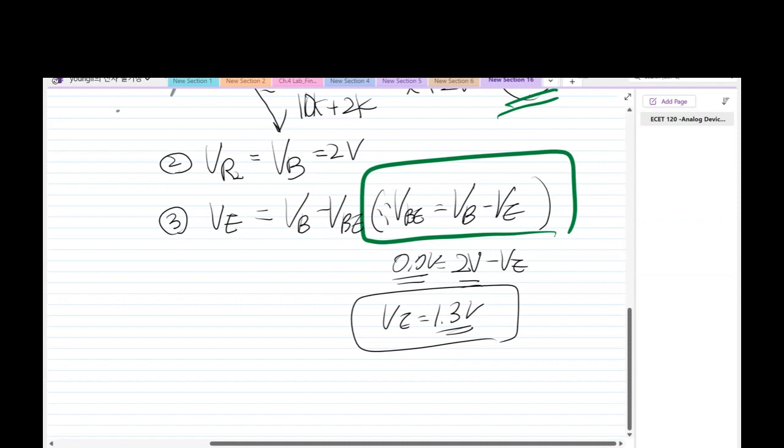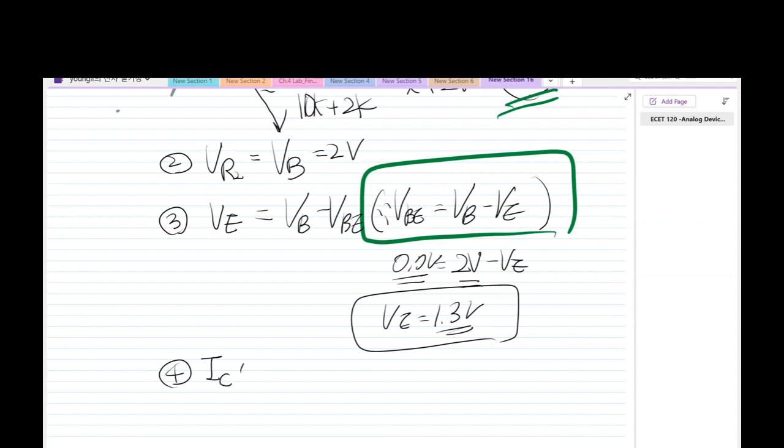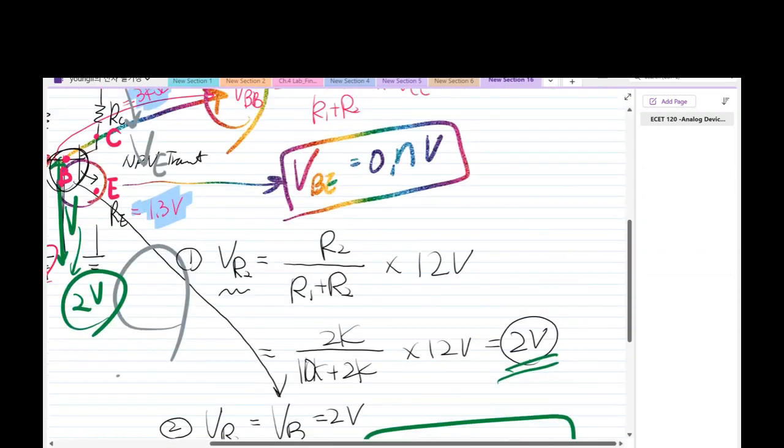And then question 4 is, let's say, what is the I sub C? We learned before the VDB case, maybe I sub C is almost equal to I sub E. Go back to the circuit, just right there.